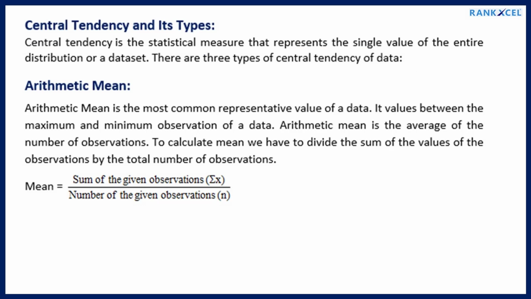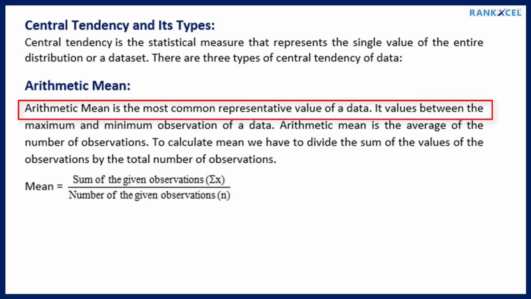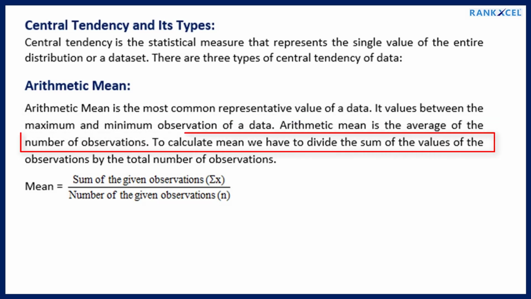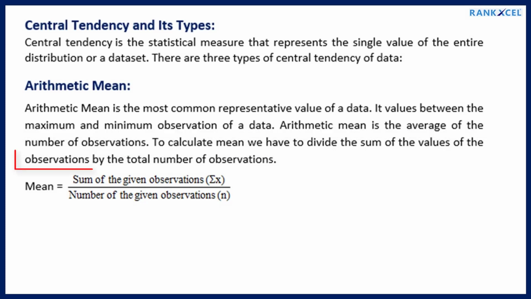Arithmetic mean. Arithmetic mean is the most common representative value of a data. It lies between the maximum and minimum observation of a data. Arithmetic mean is the average of the number of observations. To calculate mean, we have to divide the sum of the values of the observations by the total number of observations. Mean equals sum of the given observations divided by number of the given observations.